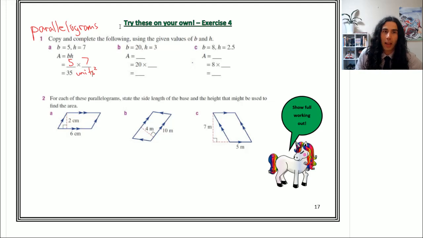All right, so I want you to have a go at B and C, fill in what's missing. And then for question 2, it's not just multiplying. You've got to state the side length of the base and the height that might be used to find the area. They're not even telling you to find the area. No, let's just find the area. Okay, so have a go at question 2. Find the area. I'm going to pause now and give you the answers.